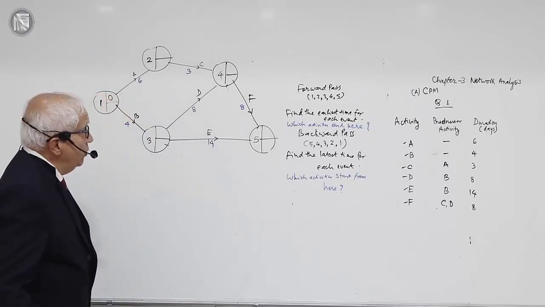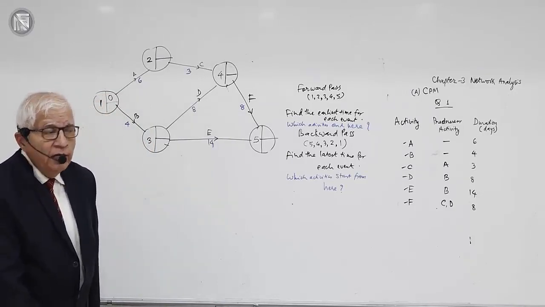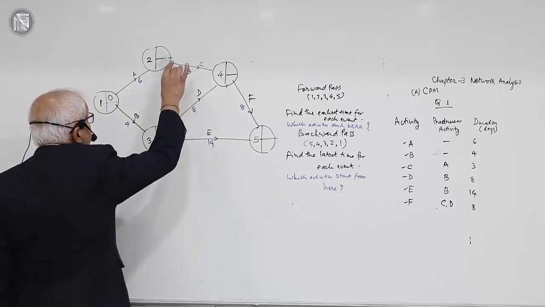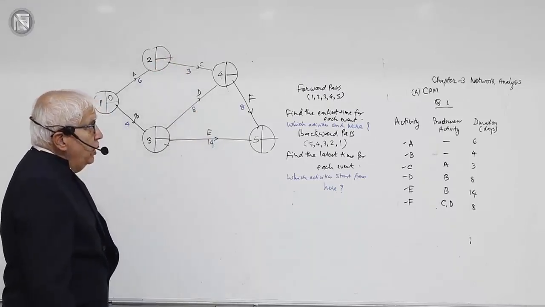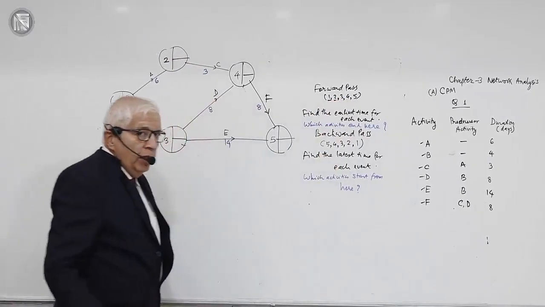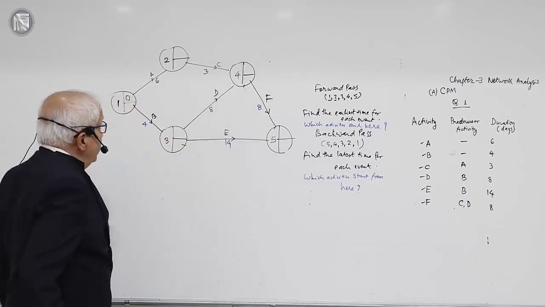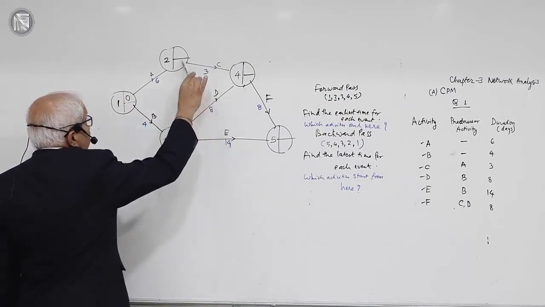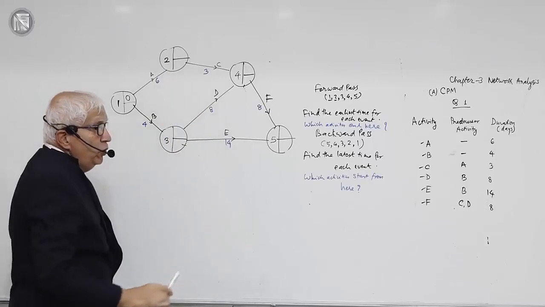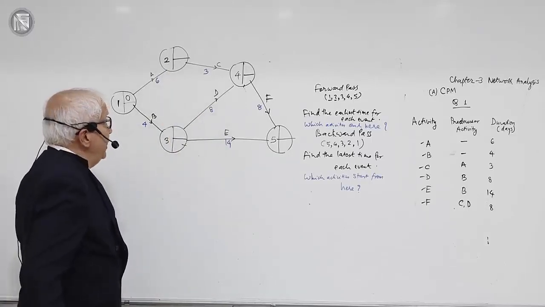Okay. Now, forward pass, I'm going from event number 1. Event number 1, no calculation is required. We always start with a 0. Now, I go to event number 2. I am in the process of forward pass. I have completed 1. I am going to 2. My question is, which activities end here? Can you see the network diagram? Which activities end at event number 2? Only one activity ends at event number 2, that is A. Activity A, therefore, ends at event number 2.